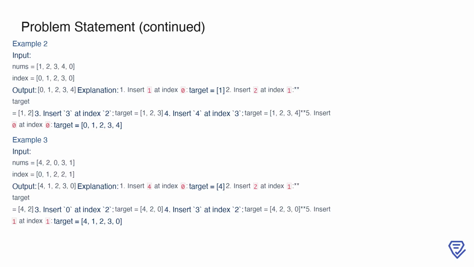Let's examine a third example, with nums equal to 4, 2, 0, 3, 1, and index equal to 0, 1, 2, 2, 1. We start by inserting 4 at index 0, resulting in 4. Then, 2 is inserted at index 1, making the array 4, 2. Next, 0 is inserted at index 2, giving us 4, 2, 0. After that, 3 is inserted at index 2, shifting elements to produce 4, 2, 3, 0. Finally, 1 is inserted at index 1, yielding the final target array of 4, 1, 2, 3, 0. These examples illustrate how the algorithm handles different insertion scenarios.